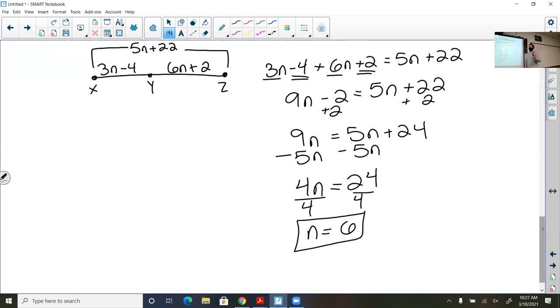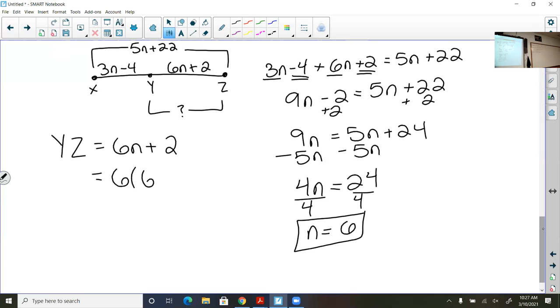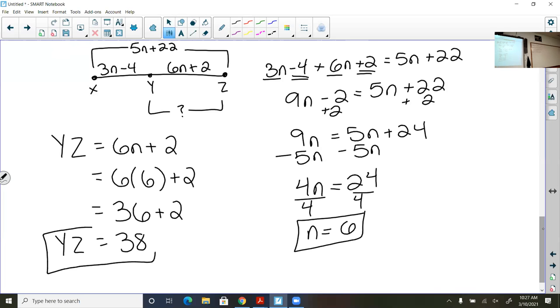Now just don't fall victim to the fact that I'm looking for two answers. The first was the variable. The second is to figure out what does YZ equal? Well, YZ is 6n plus 2. n I now know is 6. 6 times 6 is 36. 36 plus 2 is 38. So YZ is equal to 38 when n equals 6. Any questions with this? So again, we're kind of using our algebra and now our newfound geometry logic and combining them into one problem.